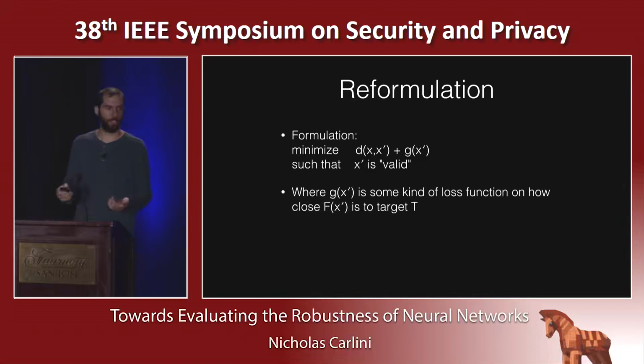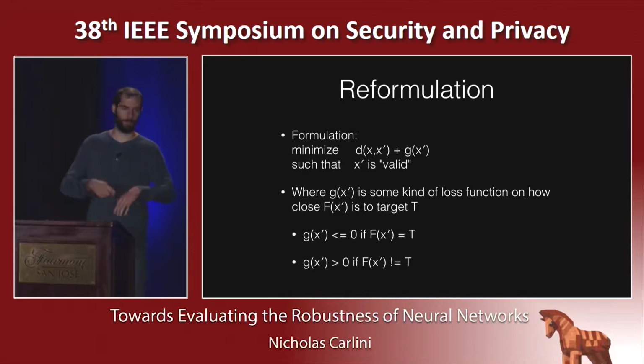The function g is just some kind of loss function that describes how close we are to being classified as t. With the idea being that if g of x prime is less than or equal to 0, then we have that f of x prime is being classified as t, and if g of x prime is greater than 0, then we're not yet classified as t. And hopefully it's smoothly interpolatable in between these two results.